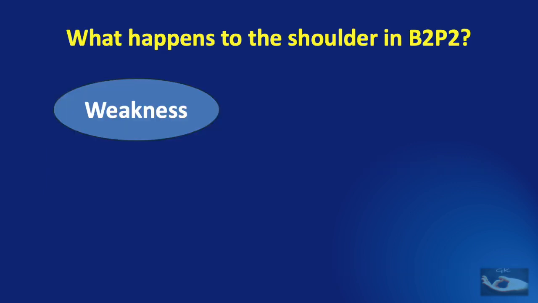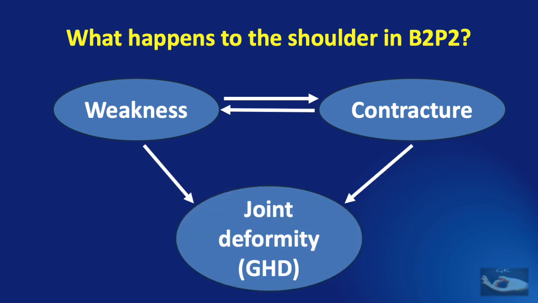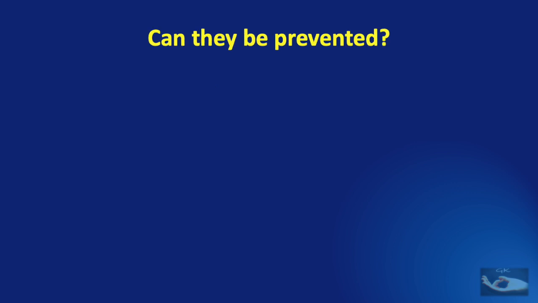Weakness of the shoulder leads to contracture, and contracture further intensifies the weakness. Both these lead to glenohumeral dysplasia or changes in the shoulder joint. So basically, failure to maintain full passive range of motion of the shoulder joint leads to development of the glenohumeral deformity.